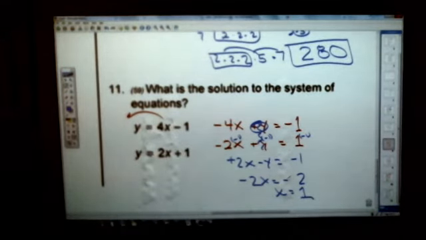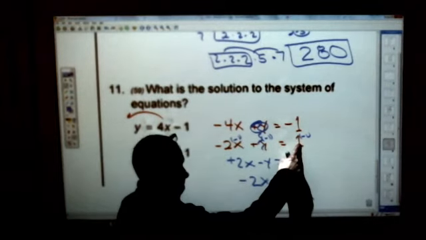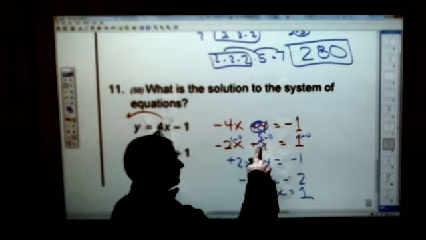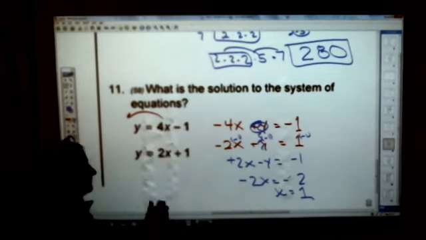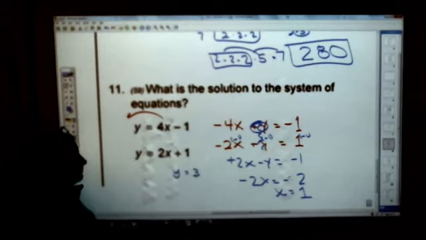What did you multiply by? I multiplied the bottoms all by negative 1s, and the y's went away. And if x equals 1, then y equals 3. But you didn't have to do that.